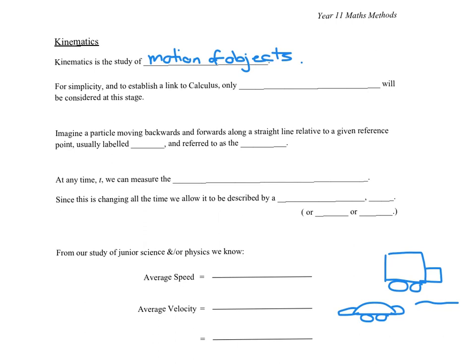And when we're doing this in calculus, we're only going to consider motion in a straight line, all right? So we're not going to consider different types of motion like parabolic motion. We're just going to consider straight line motion. And to do that, we're going to consider particles moving backwards and forwards across straight lines, relative to a reference point, which we call 0 generally, and we often refer to that as the origin. At any time, we can measure the displacement from the origin.